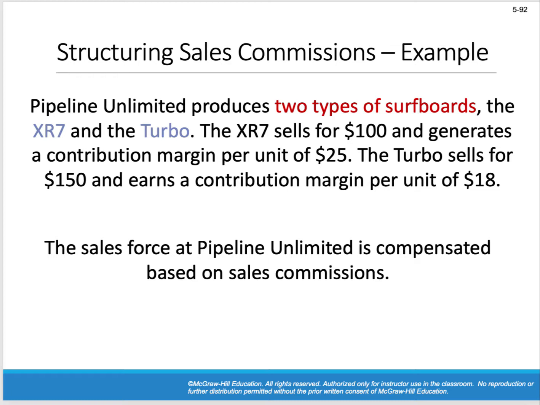Why? Because my salespeople are going to go out and they're not going to push the XR7 because they're making less money as compared to selling a Turbo board that costs $150, right? They're making more money. The variable costs are going up. My contribution margin, the contribution margin that I'm applying to that bottom line is only $18. That doesn't help me. I mean, it does, but the $25 board, or the board that provides the $25 contribution margin, really helps the company.